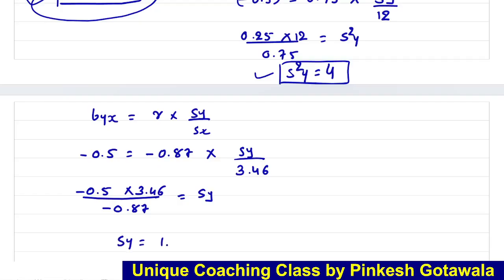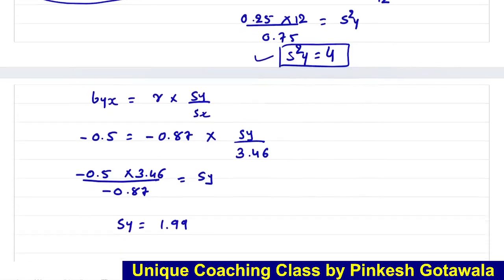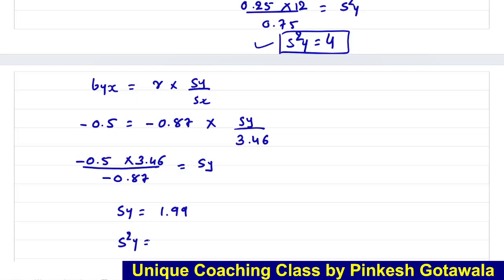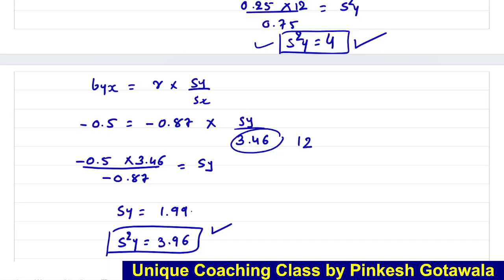So we get Sy 1.99, but we need x square y. So if we square it, we get the answer 3.96. Now here you can see some difference, 3.96 and 4, but both are allowed in the exam. Why does this change occur? Because here we took the root of 12 and at the end we squared it. The actual root of 12 is 3.46410. If we take all these digits, we get the exact answer.